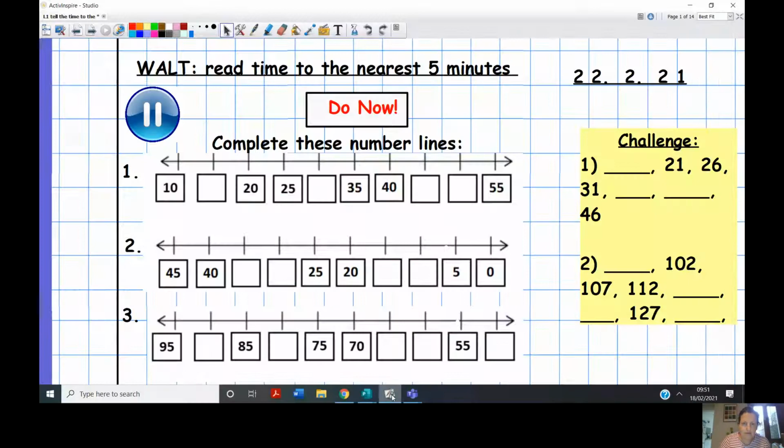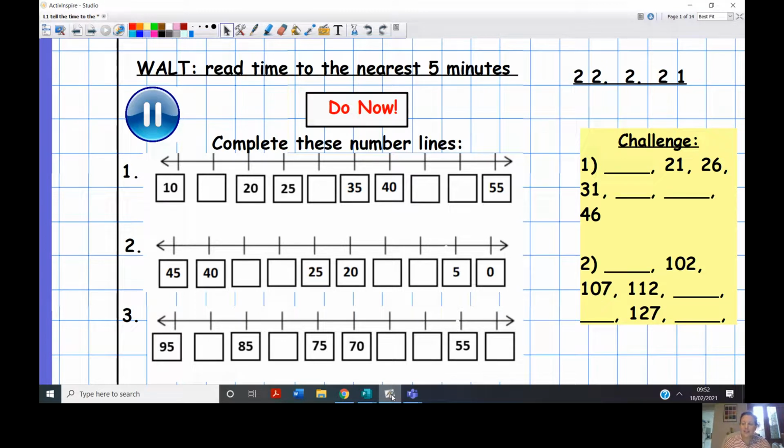So I'm just going to share my screen. That's not our do now. So we need to complete these number lines, making sure you remember our steps to success: whether a number line is ascending, that's the numbers increasing, or descending, the numbers decreasing, and then working out the gap between the numbers. All you'll need is a pen and paper. Press pause, and when you're ready to go, press play.